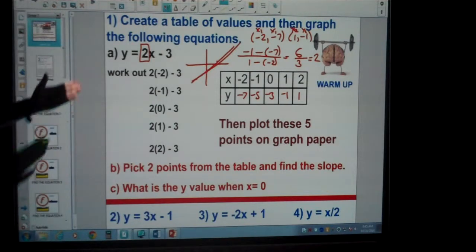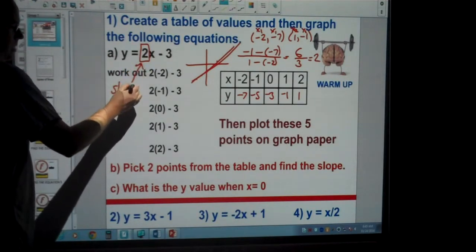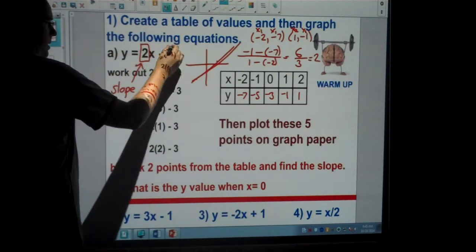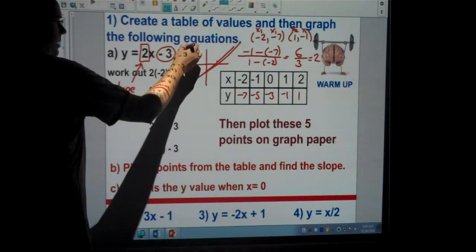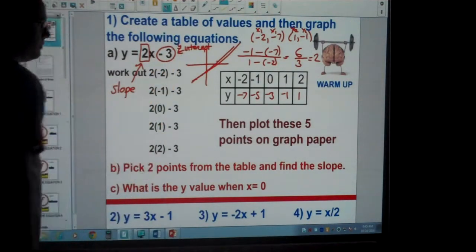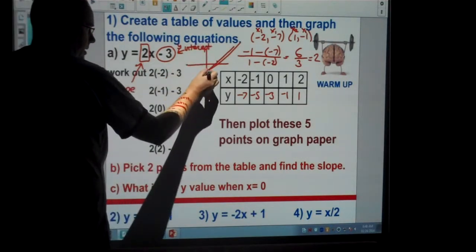In fact, we have a very specific name for this. We actually call this slope-intercept form. The reason being is the first number, or relating to the x, is your slope, and then this second number is your intercept. Specifically your y-intercept, which means where does it cross the y-axis. And where it crosses the y-axis is here.